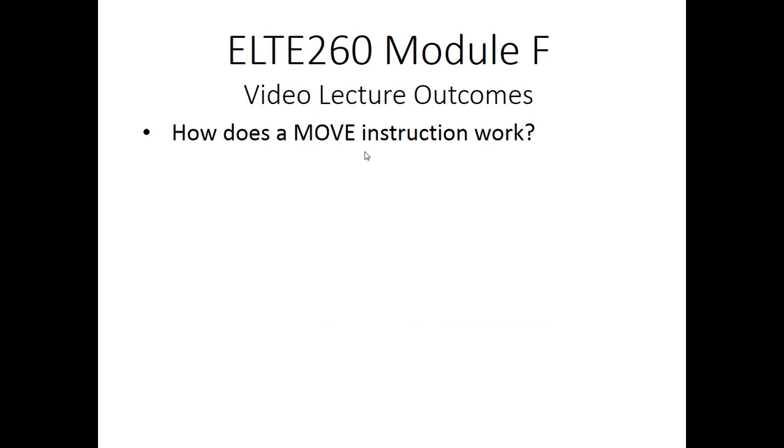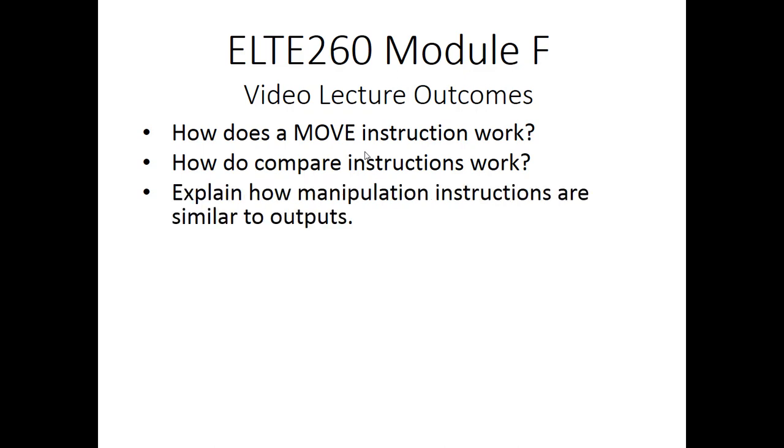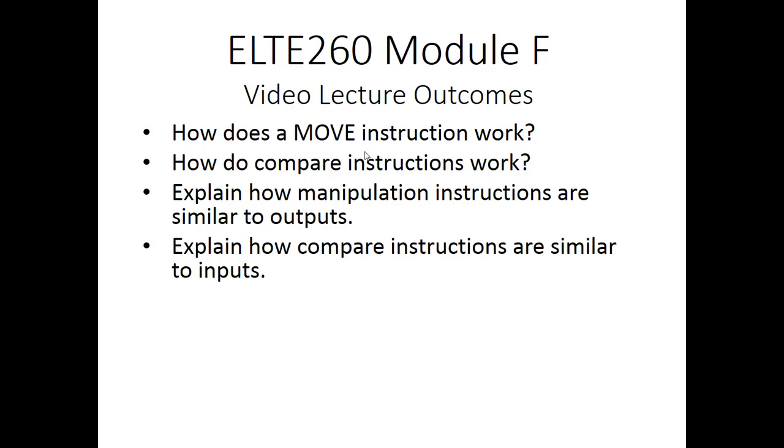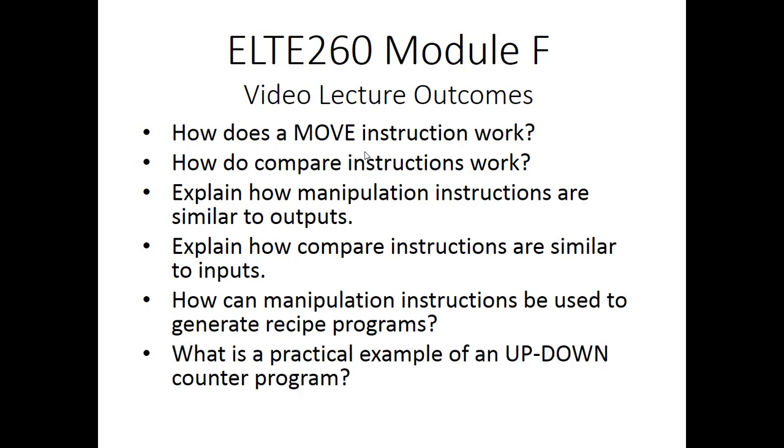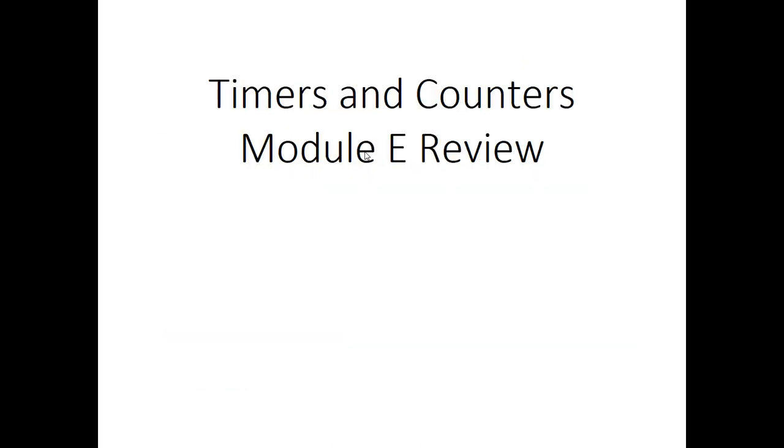How does a move instruction work? How do compare instructions work? Explain how manipulation instructions are similar to outputs. Explain how compare instructions are similar to inputs. How can manipulation instructions be used to generate recipe programs? What is a practical example of an up-down counter program?